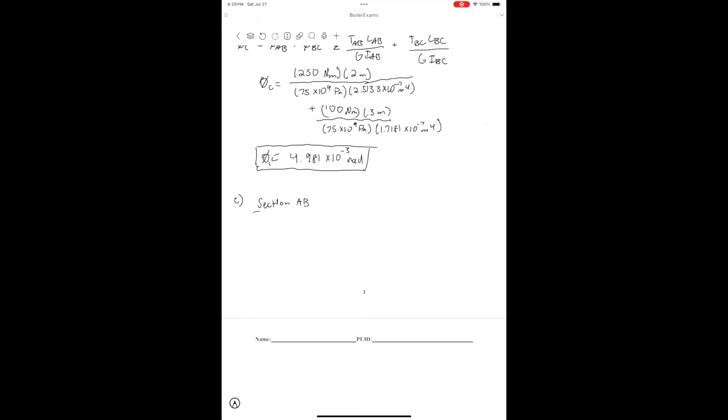So the formula for tau max is going to be calculated by multiplying the internal torque carried in this section, sorry about that, by the radius, over the moment of inertia. So that's going to be 250 Newton meters times 0.02 meters over 2.5133 times 10 to the -7th.